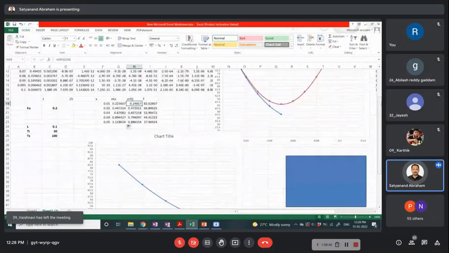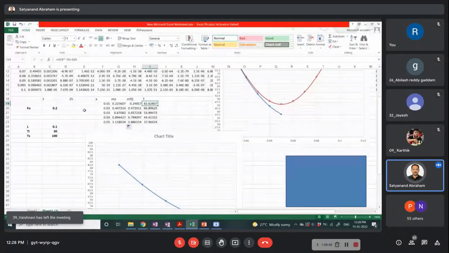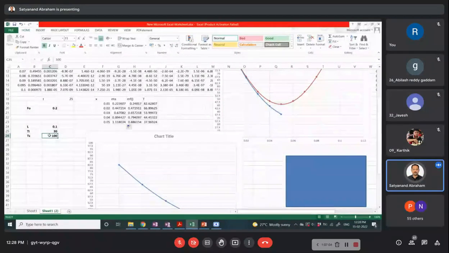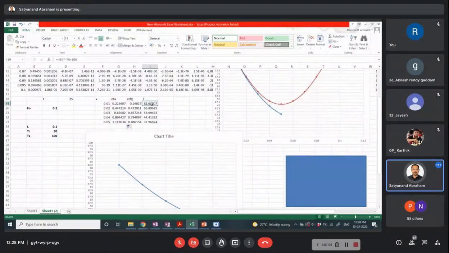So you can actually see that initial temperature and Ts. I have taken Ts as 100 degree, and initial temperature as 30 degree. Based on that, I can calculate what is T.